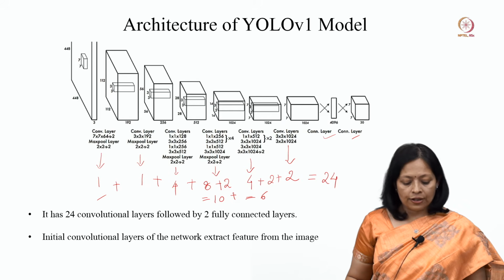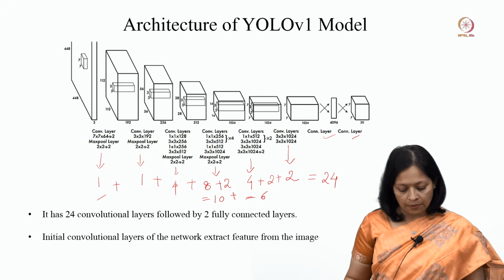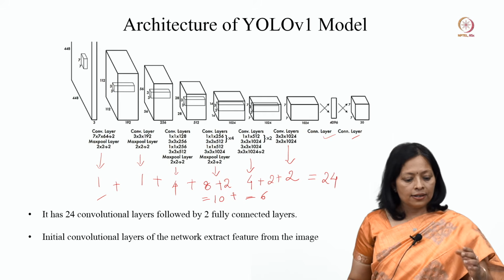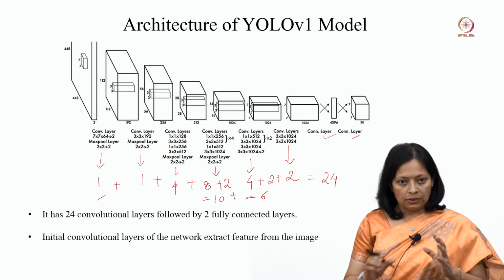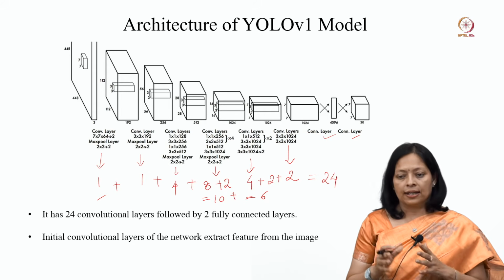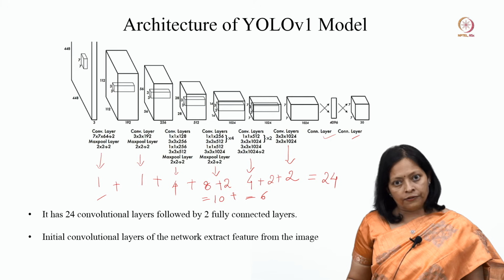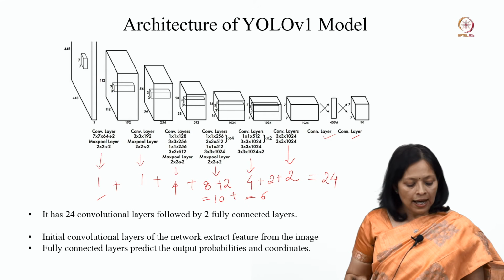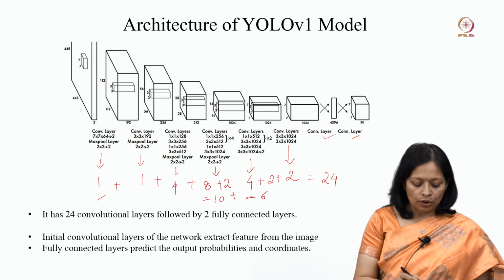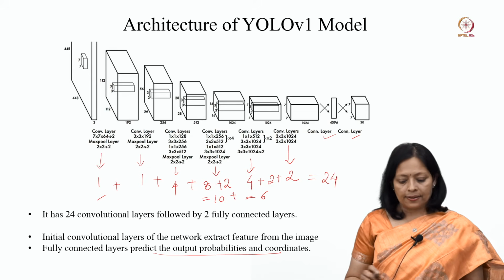Initial convolution layers of the network extract features from the image. We all know initial layers of convolution are specifically designed to extract the features from the image, and fully connected layers predict the output probabilities and the coordinates.